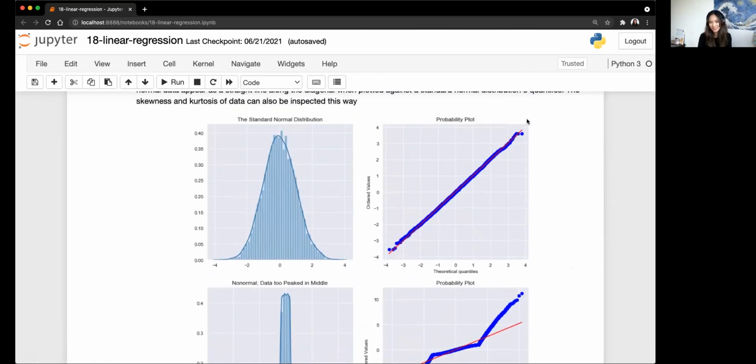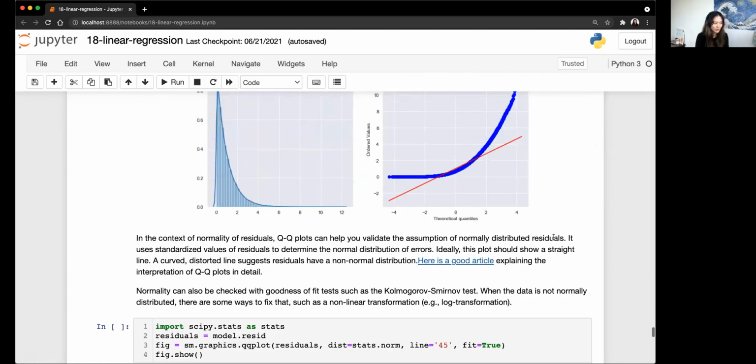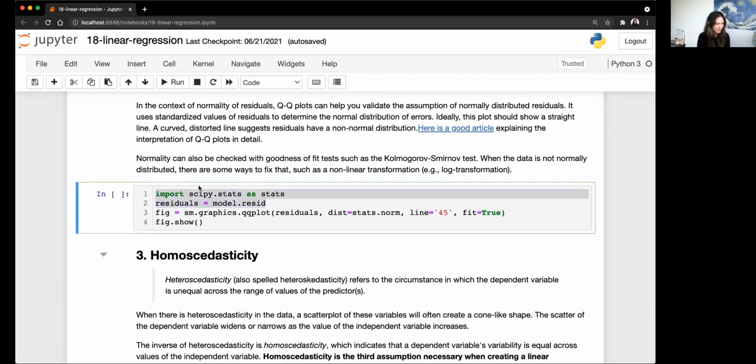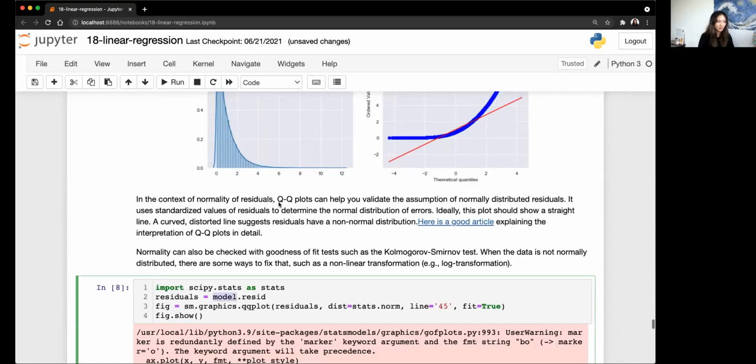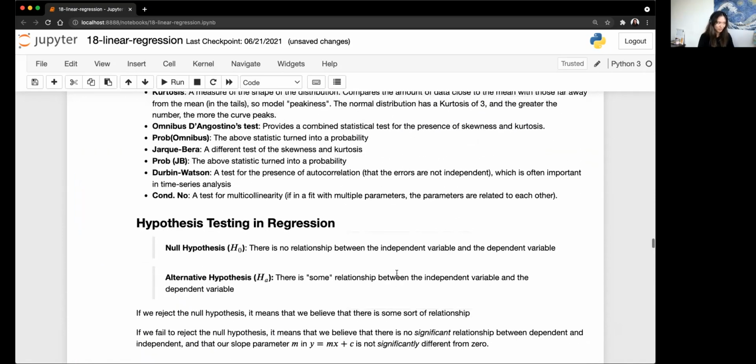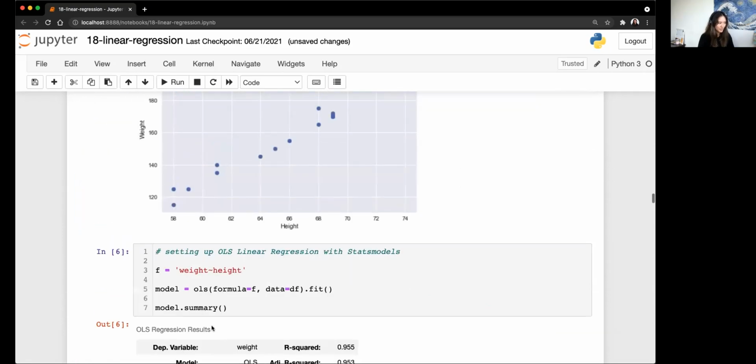But basically what you want to see from a QQ plot is that the points are nicely lined on the diagonal. They're aligned with the red diagonal here. Code for that, we're going to be using SciPy. SciPy has that as well. You can first grab the residuals from your model. So this model.resid, the model was the one that we fit earlier from all the way up here.